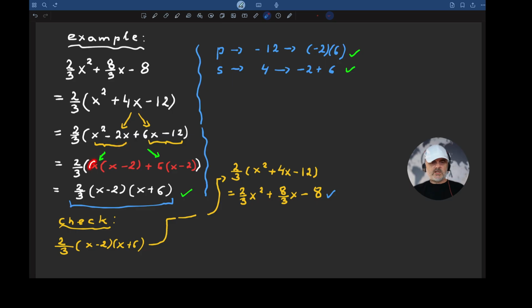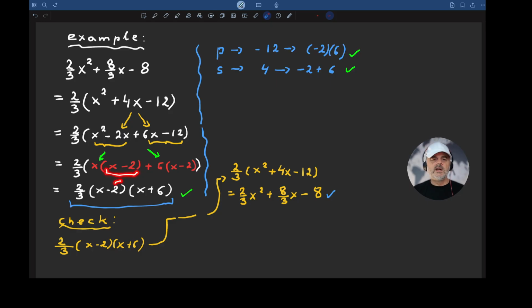So x squared and negative 2x, common factor is x, bingo, and you have x minus 2. You start observing that this is the pattern. The next group, 6x and negative 12, common factor is 6. Take out 6, and x minus 2 goes into the set of brackets. And this is the step where you know you're on the right track. You have achieved a very good step by getting the same binomial.